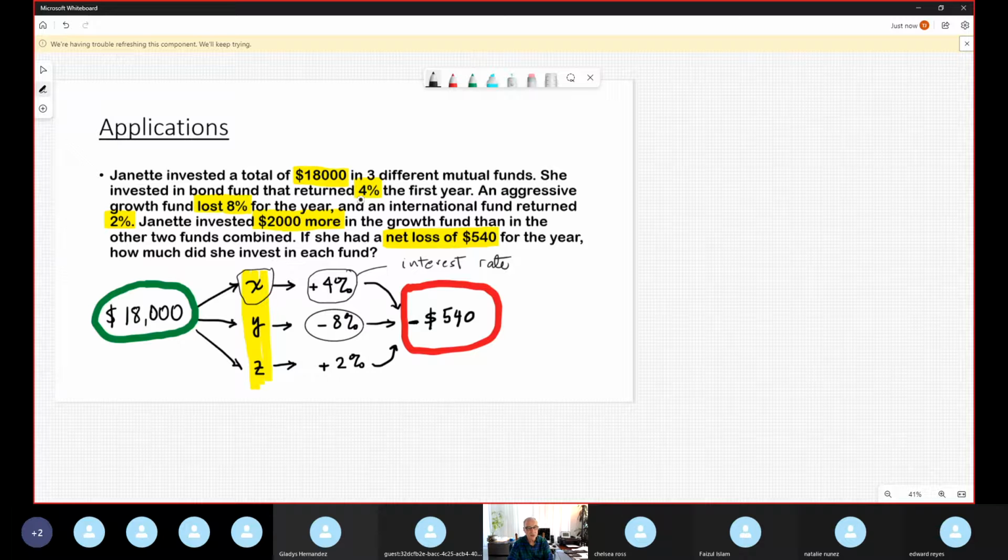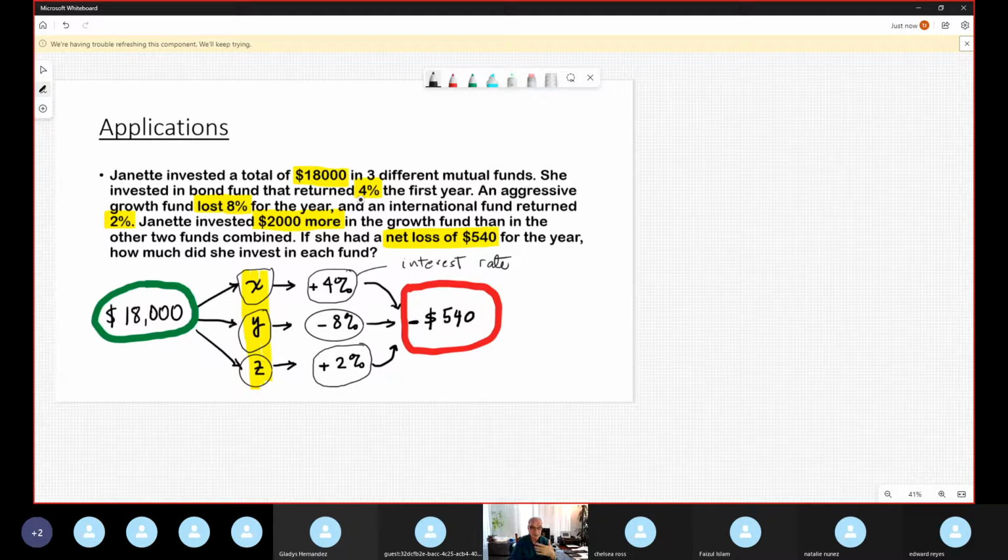She lost money in the second account, which I call Y. And the third account, let me continue, lost 8%. Wow, negative for the year. And the international fund returns 2%. It's a very, very small value, but it's positive. This is the situation. She has 18,000. She splits the money in three parts, not necessarily equal. X does not equal Y, does not equal Z. They are the unknowns that you need to find.